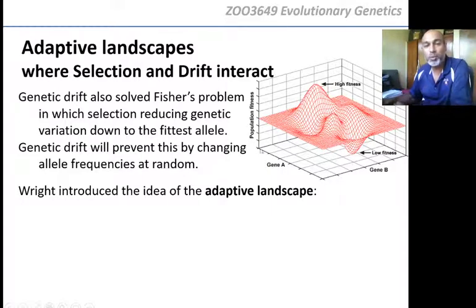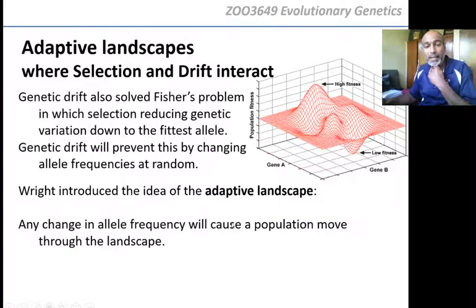Fitness is on the y-axis or the z-axis, and the other two axes are the allele frequencies of two different genes, and we see how these two genes form this landscape. So at certain frequencies of these two genes, you can have a high fitness. However, at different frequencies of the very same two genes, you can have very low fitness, right? And this is this fitness landscape that Wright introduced to biology, this adaptive landscape.